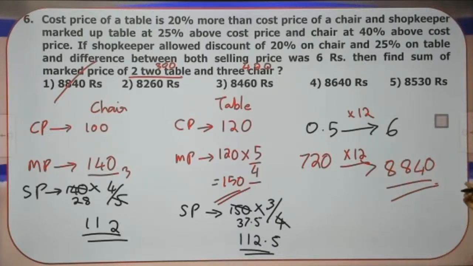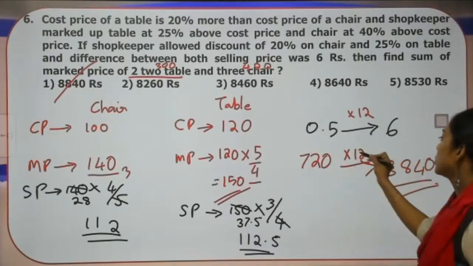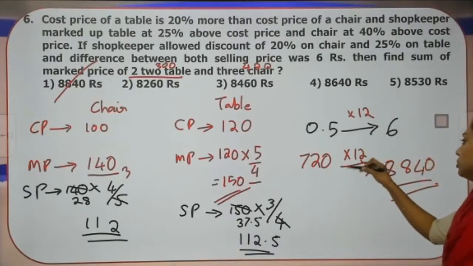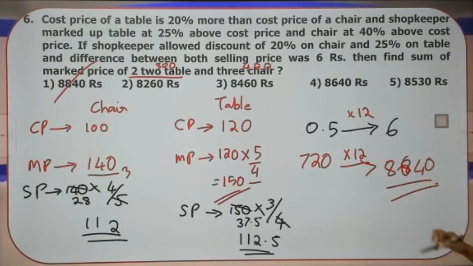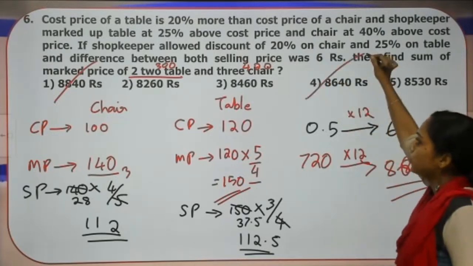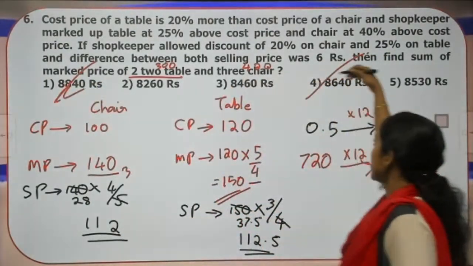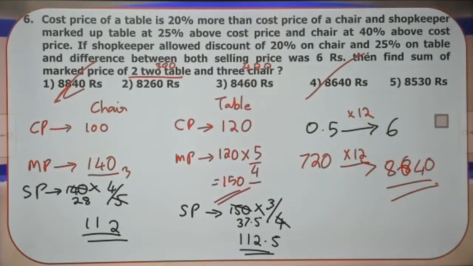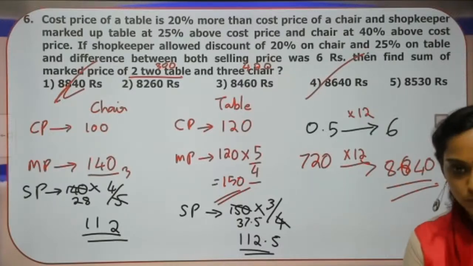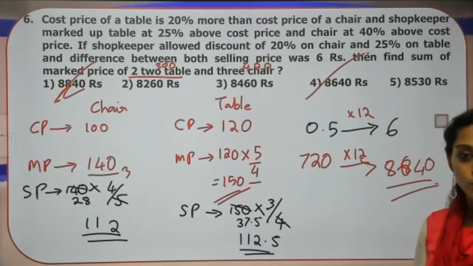Okay, so the answer is 8640. That is option 4. Yes, the answer is option 4. It's not 1. Sorry, that was my mistake. The answer is option 4, 8640.